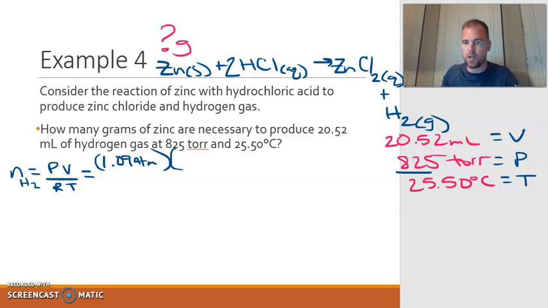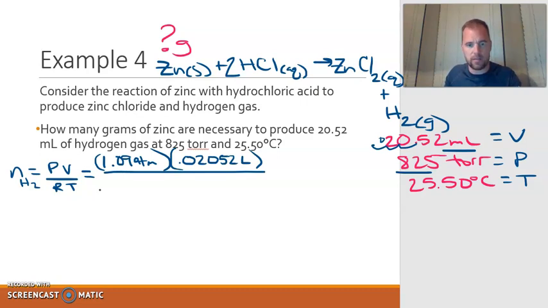Next is my volume. My volume's in milliliters. I have to convert that into liters. So I'm going to divide by 1,000, or you can move the decimal 3 places to the left. So it would be 0.02052. Notice I keep all my digits, and that's now converted into liters. Divided by my gas constant R, that's the same, 0.08206 atm liter over mole Kelvin.